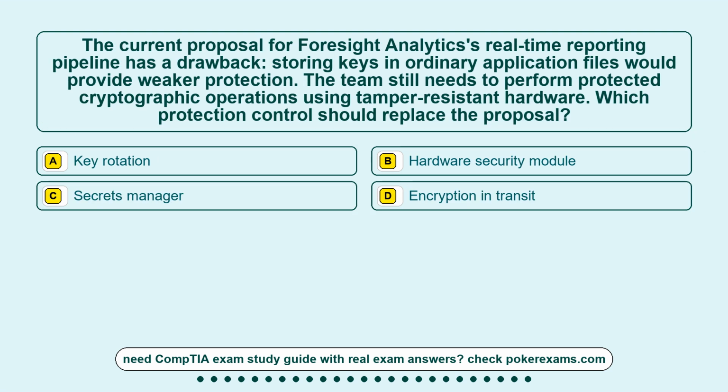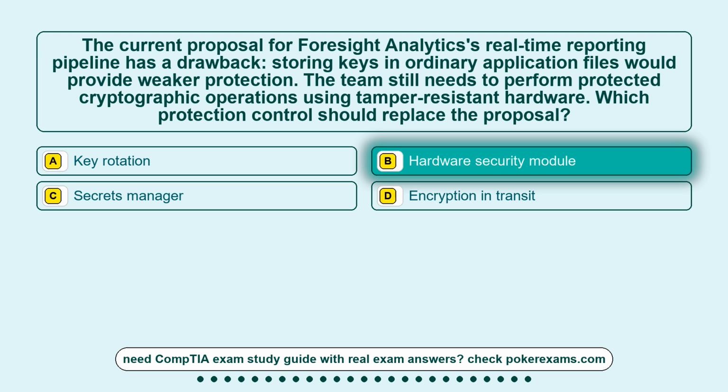Question 17. The current proposal for Foresight Analytics' real-time reporting pipeline has a drawback: storing keys in ordinary application files would provide weaker protection. The team still needs to perform protected cryptographic operations using tamper-resistant hardware. Which protection control should replace the proposal? Option A, key rotation. Option B, hardware security module. Option C, secrets manager. Option D, encryption in transit. The correct answer is option B, hardware security module.